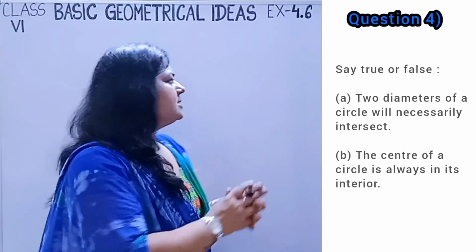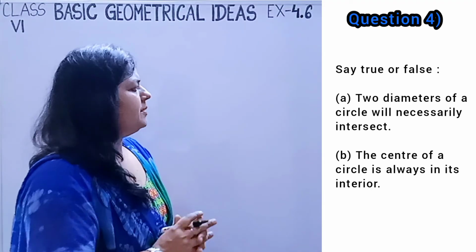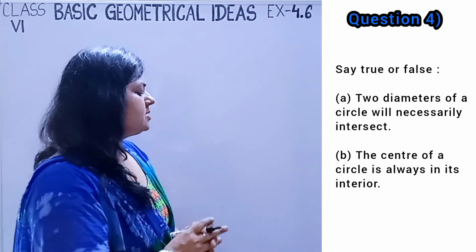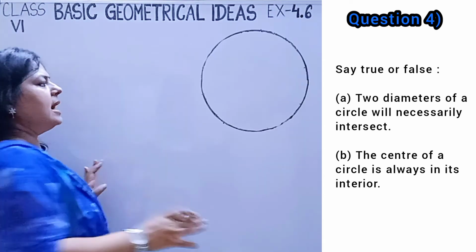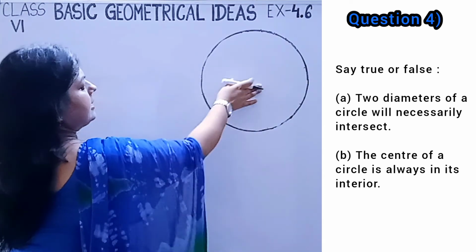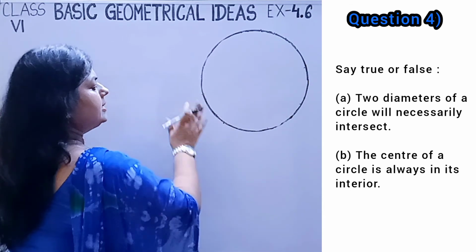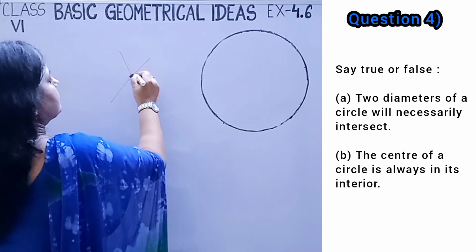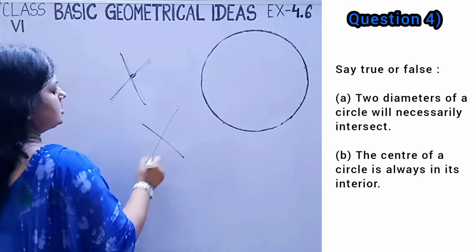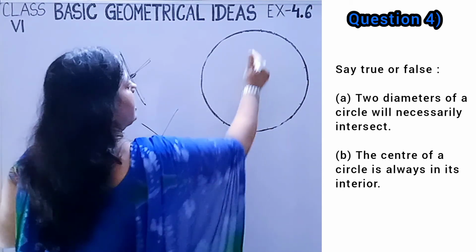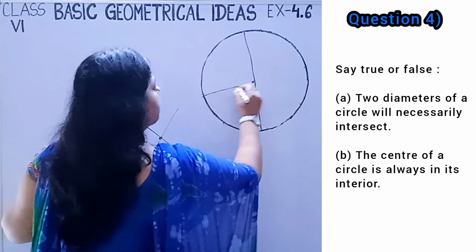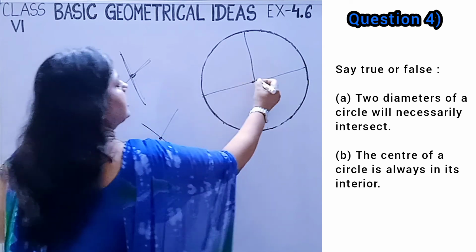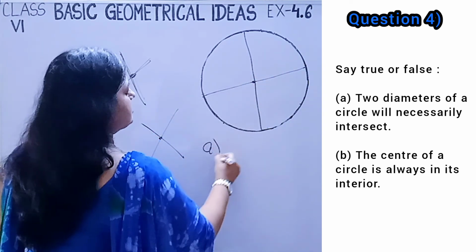Question number 4. Say true or false. A part, two diameters of a circle will necessarily intersect. B part, the center of a circle is always in its interior. I have drawn a circle for you here and the A part is: two diameters of a circle will necessarily intersect. What is intersect? When two line segments cross each other. It means this is our center and if I draw a second diameter here, these two diameters are intersecting each other here. It means A part is true.